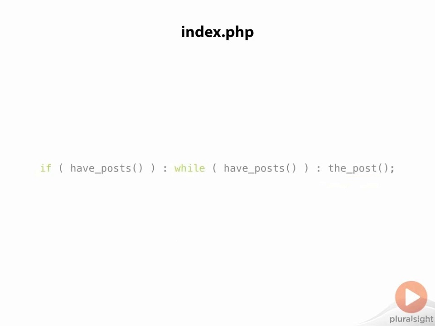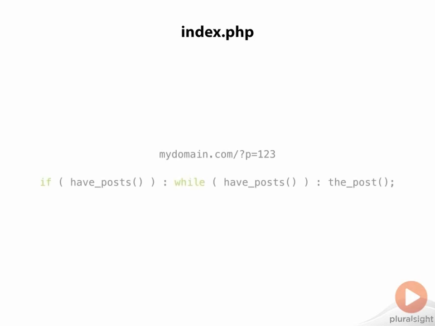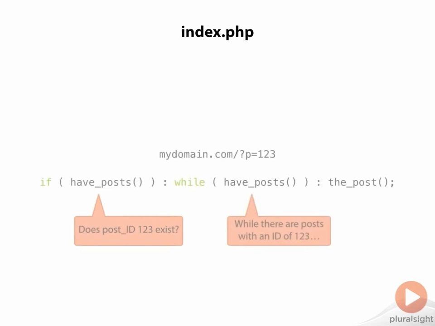The loop works its magic by using URL query strings that are usually hidden when the permalink settings have been edited. The base permalink structure is like this: mydomain.com?p=123. With the p=123, the loop knows to run its query only on posts with an ID of 123. Then it runs its check. Does a post with ID 123 exist? Okay, if it does, as long as I have a post, in this case one with an ID of 123, do the post.